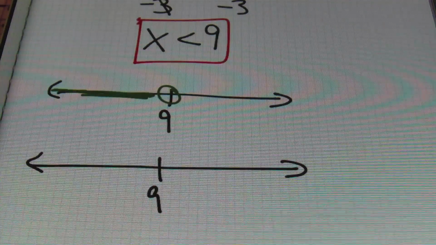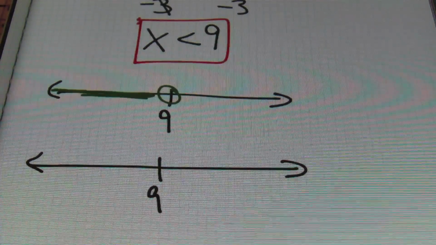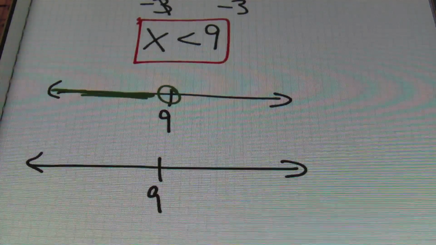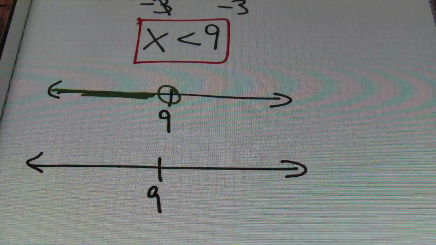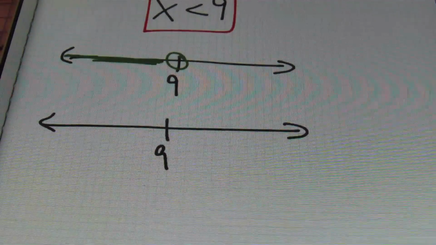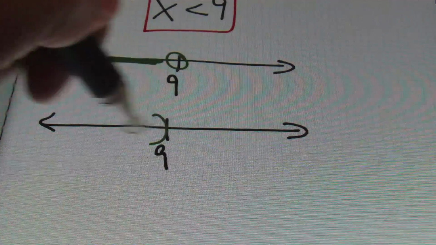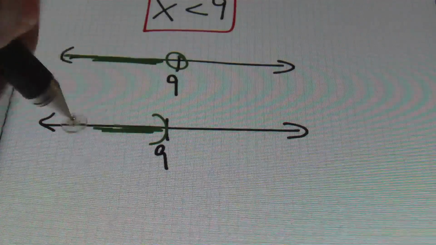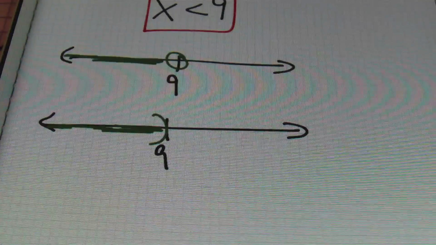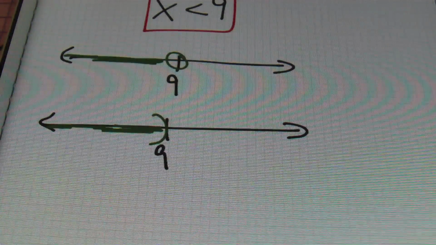Now, if I were to use parentheses or brackets, I'll need parentheses because I use parentheses when I have a less than or greater than symbol. So I'm going to point it to the left, knowing that I need to shade to the left itself. So here we are, shading to the left, and there's your line graph if you were to use parentheses.